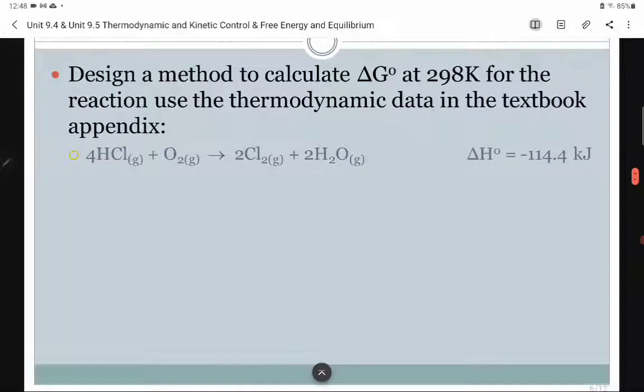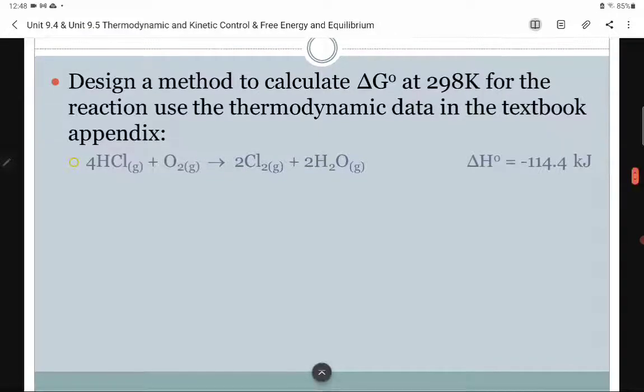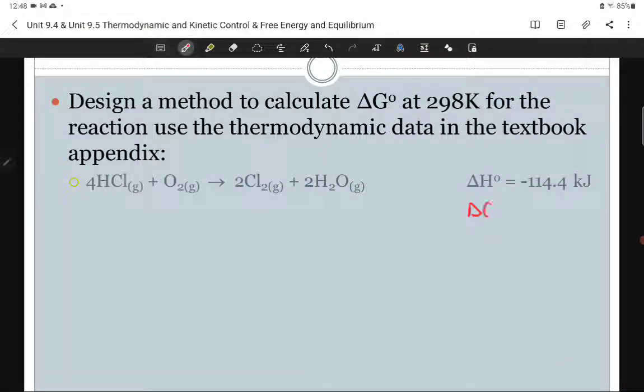Design a method. There are multiple ways to go about solving this. I'm usually interested in whatever way seems to be the least amount of work, but we'll talk about what would require lots of work. You could go in the back of the book and find delta S for this reaction using all the values for the entropy of those four chemicals, get an answer, and then assemble it into this equation to solve for delta G.